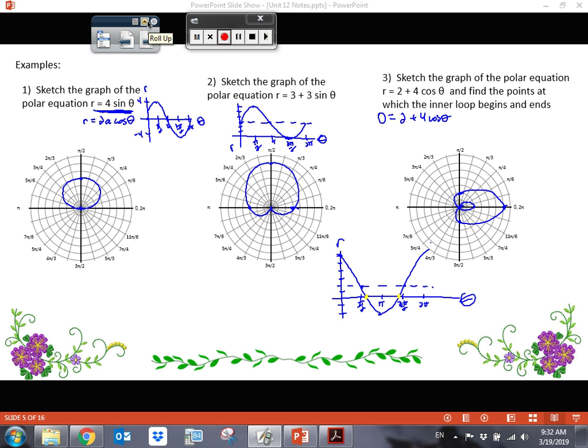So let's do that. I move the 2 over, divide by 4, I get what? Negative 1/2 is cosine. So let's think about our unit circle. Cosine is negative in the second and third quadrant. Cosine would be 1/2 when it was tall like that. Let's see, 1, 2, 3, 4, pi over 6 or 2 pi over 3.